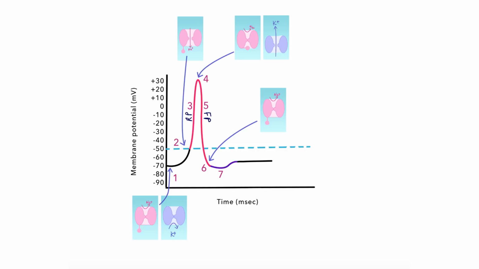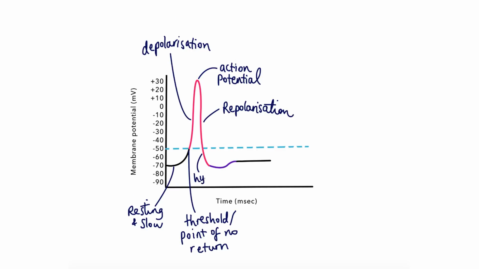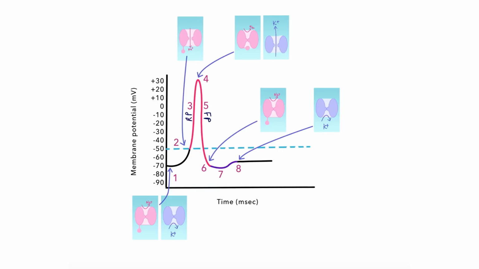At point 7, further outward movement of potassium through potassium channels that are still open briefly hyperpolarizes the membrane. At point 8, the potassium activation gate closes and the membrane returns to its resting potential.